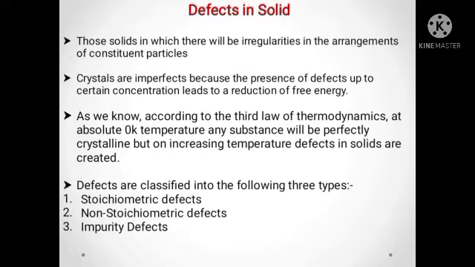As we know, according to the third law of thermodynamics, at absolute 0 Kelvin temperature, any substance will be perfectly crystalline, but on increasing temperature, defects in solid are created, which are classified into the following three types. First one is stoichiometric defect, second one is non-stoichiometric defect, and third one is impurity defect. Now we will discuss all these defects one by one.